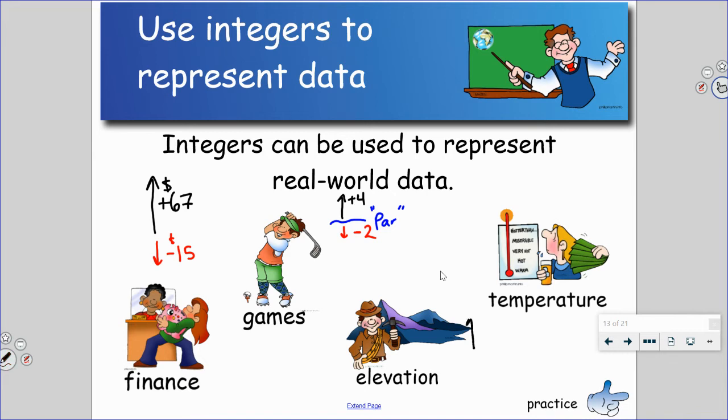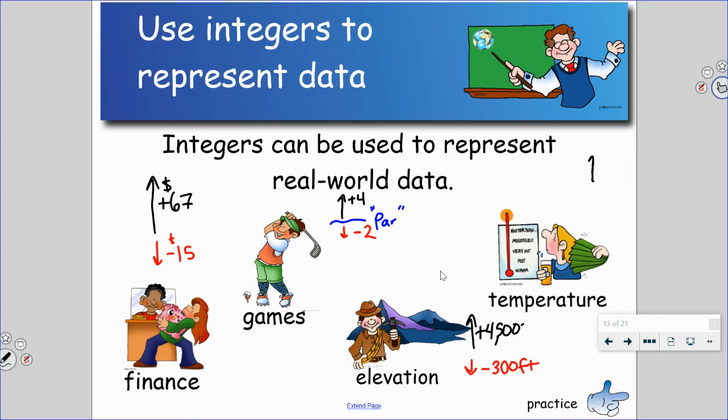Elevation, not so surprising here. You may gain elevation. You can climb up a mountain, 4,500 feet, or go down into Death Valley, which I think is about 300 feet below sea level. I can't recall. I should have looked that up. Death Valley is one of the lowest places on the planet, also one of the hottest.